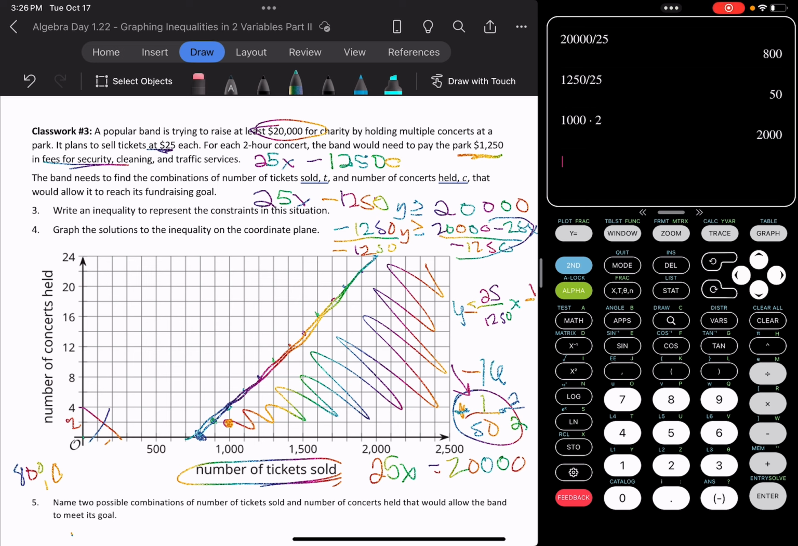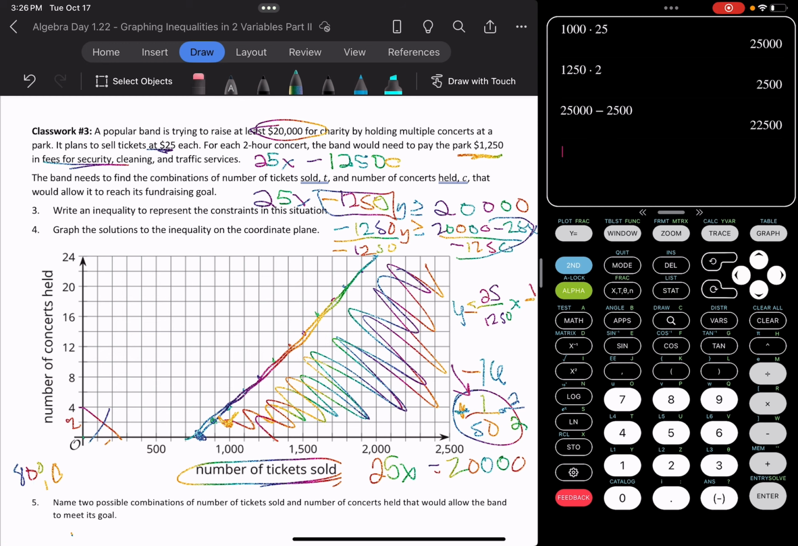If they have 1,000 people coming to their concert, I'm sorry, that's $25,000. It's $25 a ticket times 1,000. We have $25,000, right? Minus, they have to pay $12.50 for each concert. So if they have 2 of those, they're going to pay $12.50 times 2, and so 25,000 minus 2,500 is going to give us 22,500, which is more than 20,000. So that tells us this point right here, check, does work. And so that proves that this side is the side that we would shade.